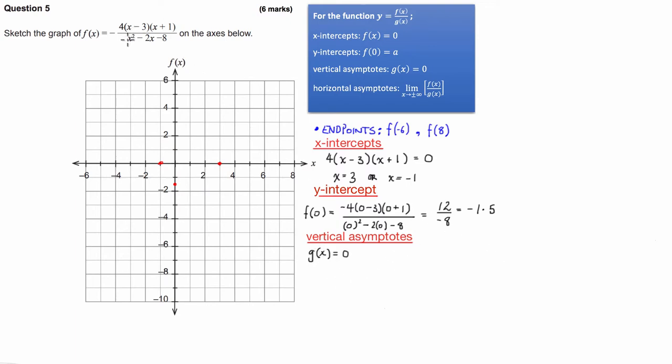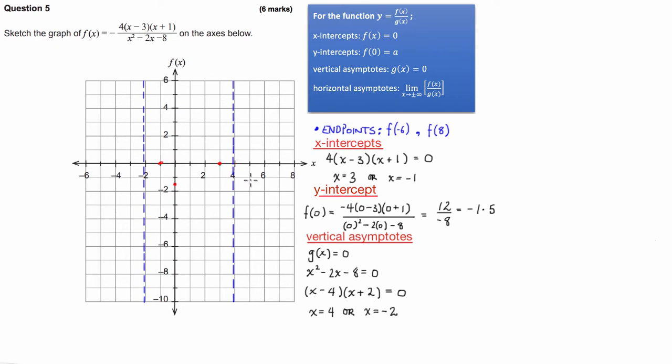Cool. So we've got g of x on the bottom of the graph here, which is x squared take 2x take 8, and that has to be equal to 0. For this, guys, I'm going to use the null factor law, so I'm going to have to factorize this. To factorize this, we're going to have x minus 4, x plus 2 is equal to 0. And again, using the null factor law, I can say that x is going to have to equal 4, or x is going to have to equal -2. Cool, so let's go and draw those on the graph. Okay, so those are our two vertical asymptotes.